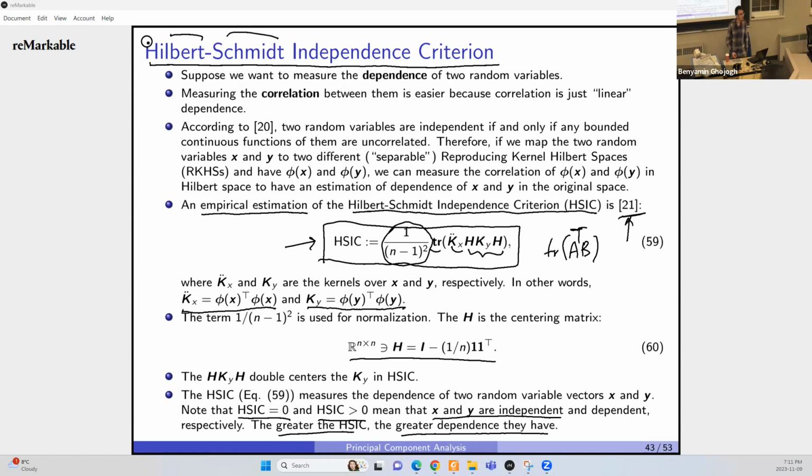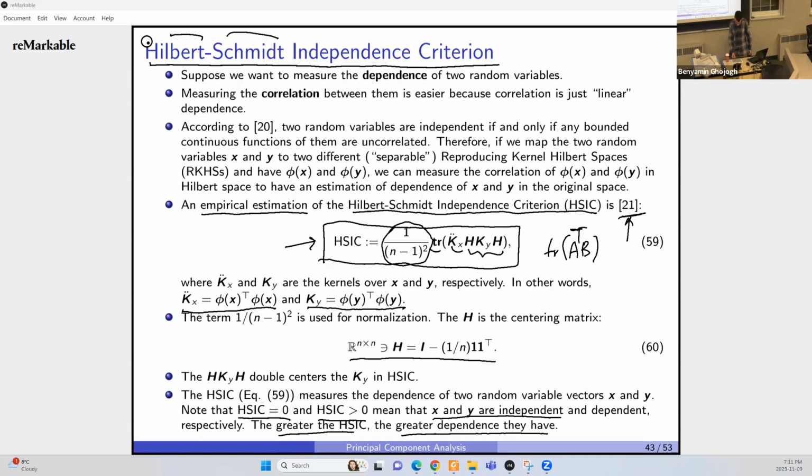What is HKY H? It's the double-centered kernel, right? KX is the kernel over X. And what is the trace of this times this? Trace of A transpose B, or trace of AB. What is that? Recall preliminaries. That's the inner product between two matrices, right? And we also have some scale, N is the number of points, right? So basically, it says to double center one of the kernels, and you also have the other kernel, calculate their inner product, and this is a good estimation for the dependence of X and Y in the input space, right?